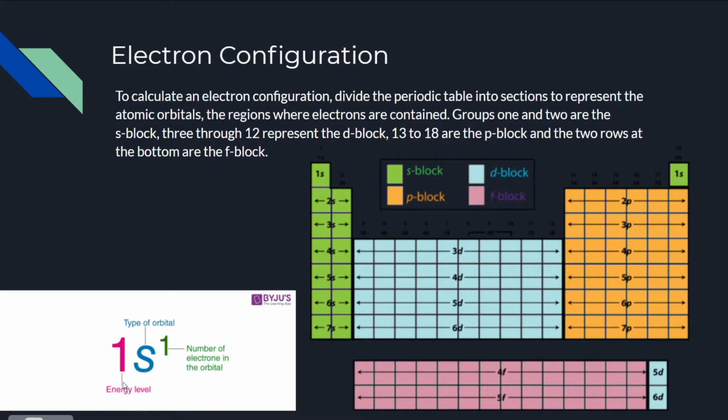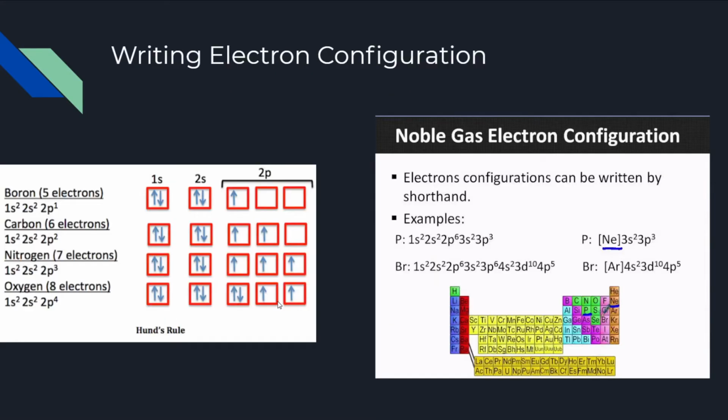And then the energy level is going to be the first number, so 1s, 2s, or 3d, that's the energy level. The number of electrons that the atom has in that orbital is going to be the top number, and then the type of orbital is going to be here. So that's how you write electron configuration.